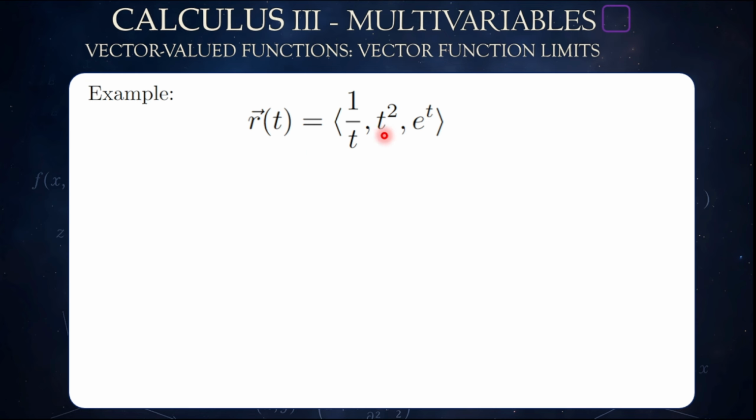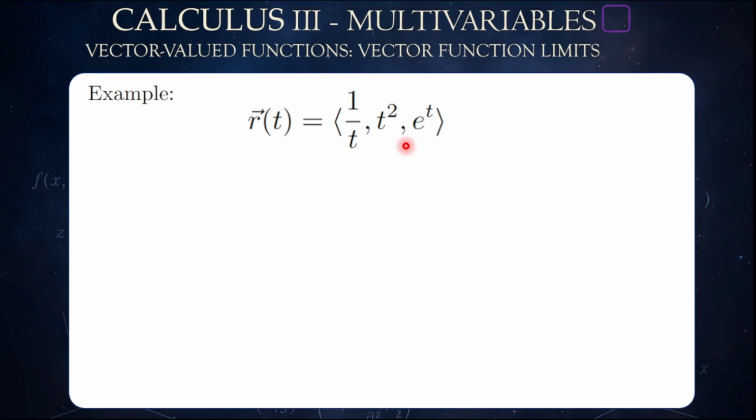It is the limit for the three components. For 1 over t, this is 1 over 0. It goes to infinity. So the limit does not exist, although it exists for y and z, which have the limits respectively of 0 and e to the power of 0, which is 1. So we can conclude that this function is not continuous.